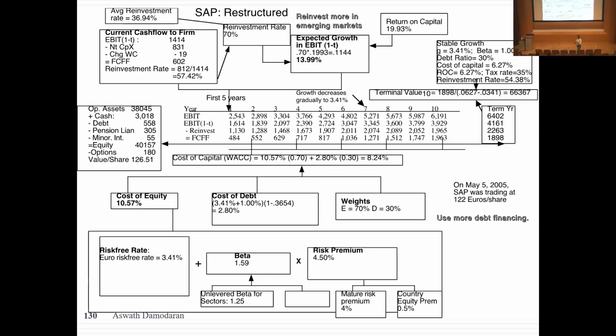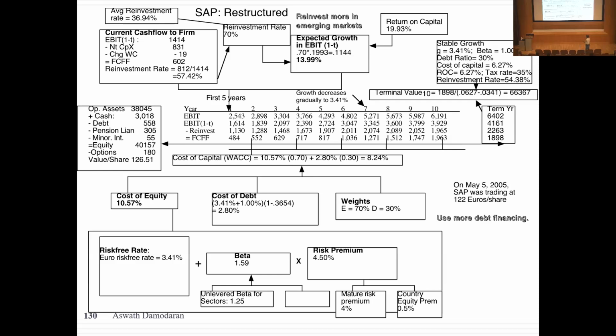And especially given the fact that their focus seems to be in North America and Europe, my suggestion is perhaps you should be investing a little bit more in Asia. That's the next growth market. So here are the changes I made. 70% reinvestment rate, with much of that additional reinvestment happening in Asia and Latin America. Return on capital, I assumed, would stay at it, but that might be something to look at. Maybe the projects in those countries might have a slightly lower return. I'd have to work it out.